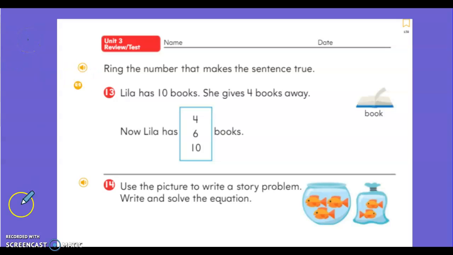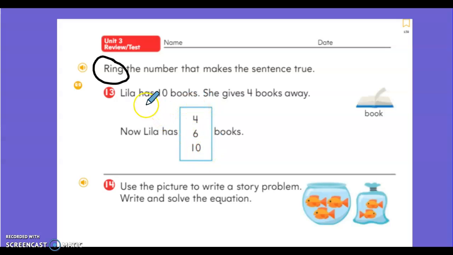We're on to the next page, and the directions are ring the number that makes the sentence true. So we know that ring means circle. Okay? So our word problem says Lila has 10 books. She gives 4 books away. Now Lila has blank books. We have to choose. Does she have 4 books? Does she have 6 books? Or does she have 10 books? Okay, we have to circle or ring the one that makes it true.